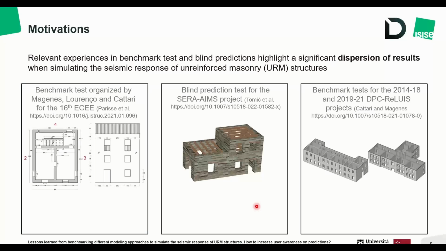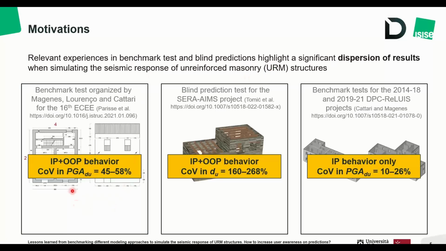During my literature review for the PhD thesis, I found out that most of the relevant experiences in benchmark tests and blind predictions highlighted a very significant dispersion of results when simulating the seismic response of unreinforced masonry structures. As you can see from the coefficient of variation that refers to the peak ground acceleration associated with the ultimate displacement capacity in the benchmark test by Magenes, Lourenço, and Cattari, or the coefficient of variation of the ultimate displacement predicted during the blind prediction test for the SERA project by Tomić et al.